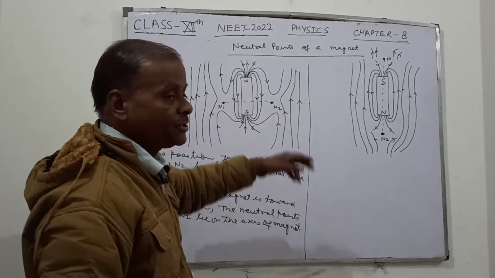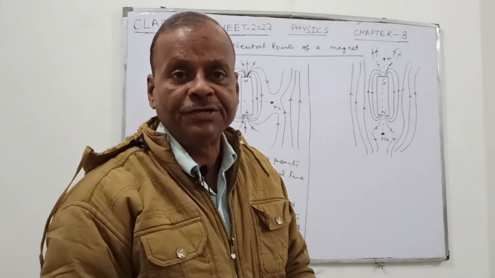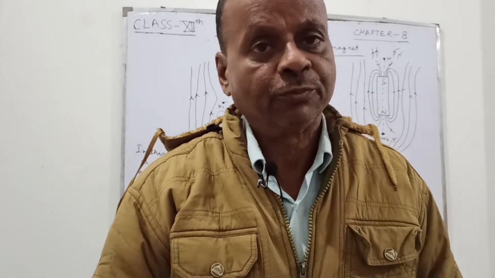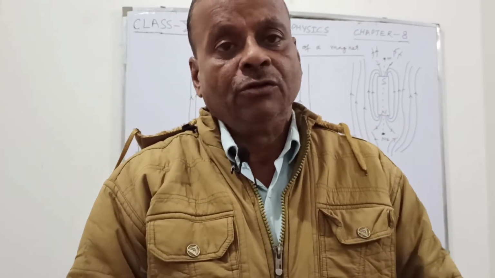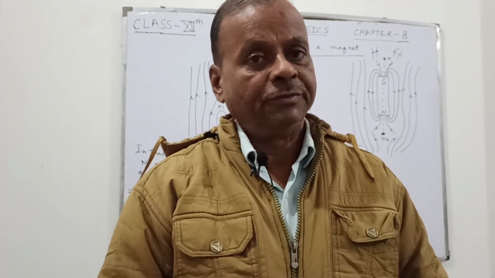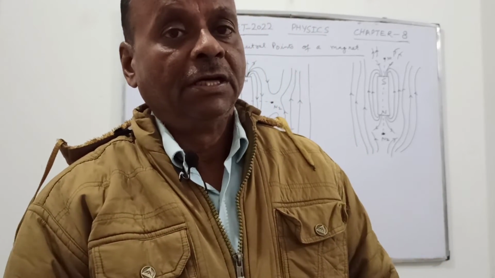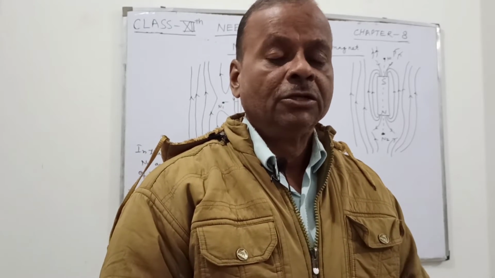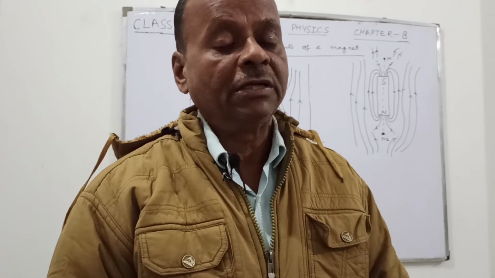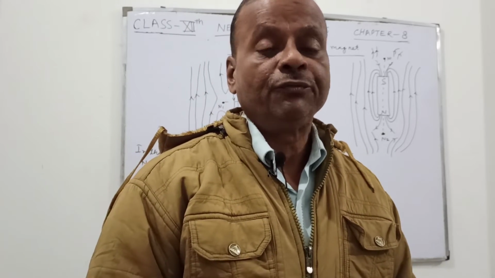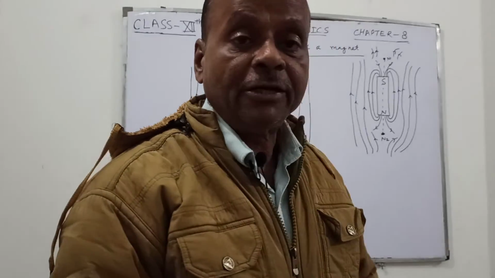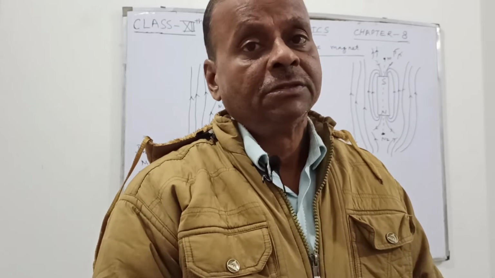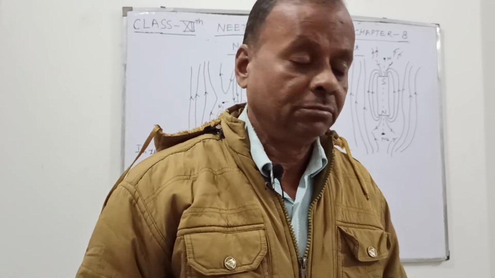So when the north pole is towards the north, then the neutral points are at the equatorial line of the magnet, and when the south pole of the magnet faces the north direction, then the neutral points lie on the axis of the magnet. So there are two neutral points, N1 and N2. So now we can find a single neutral point also when the magnet is suspended vertically downward.